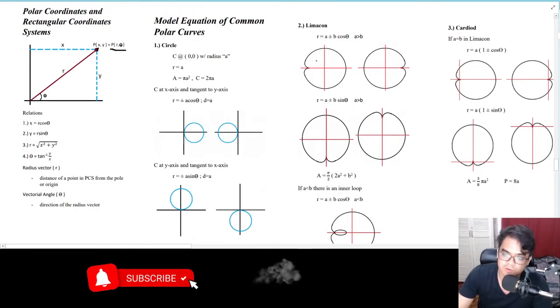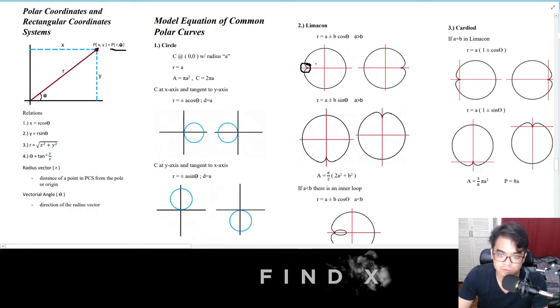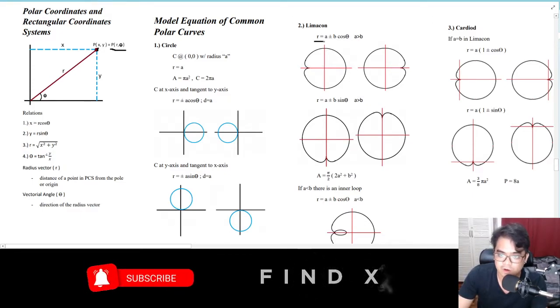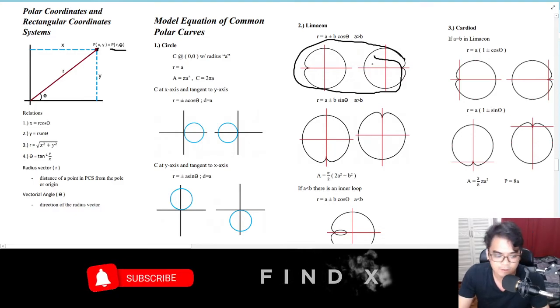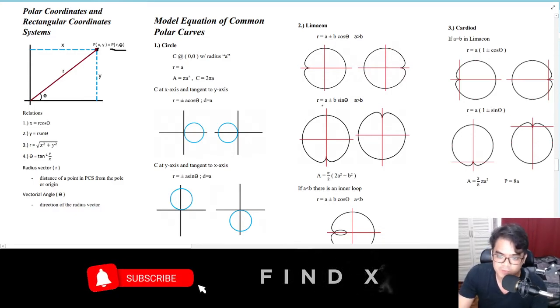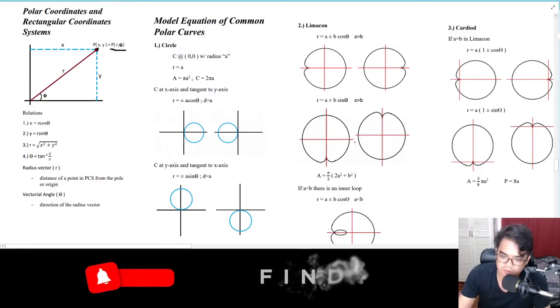Next, we have the Limaçon. For the Limaçon, as you can see, it will be slightly different from the circle. So r will be equal to a plus or minus b cosine theta, provided that a is always greater than b. So this is what it looks like. But if it's sine, r equal to a plus or minus b sine theta, a is still greater than b, this is what it looks like.